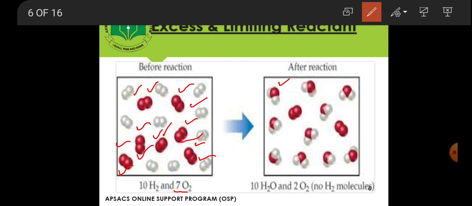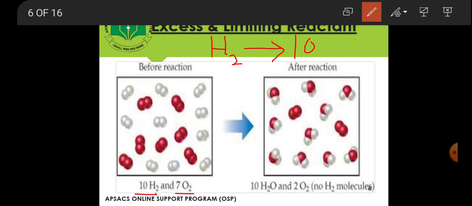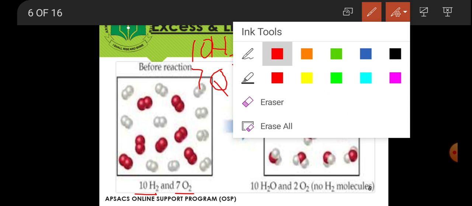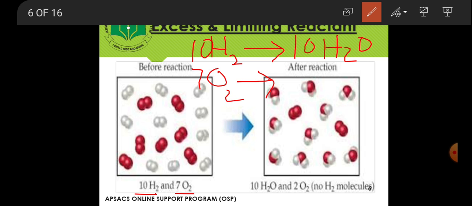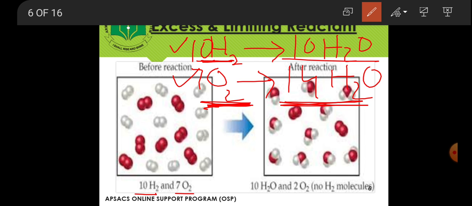Now students, which reactant gives the smaller number of water molecules? Hydrogen or oxygen? Hydrogen, 10 moles of hydrogen produces 10 water molecules, and 7 moles of oxygen produces 14 water molecules. So, which reactant produces the smaller number of water molecules? It is hydrogen, because it produces only 10 water molecules. So this reactant is the limiting reactant, and oxygen produces 14 water molecules. So oxygen is the reactant present in excess.